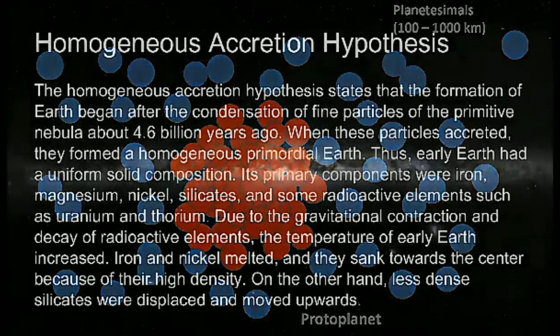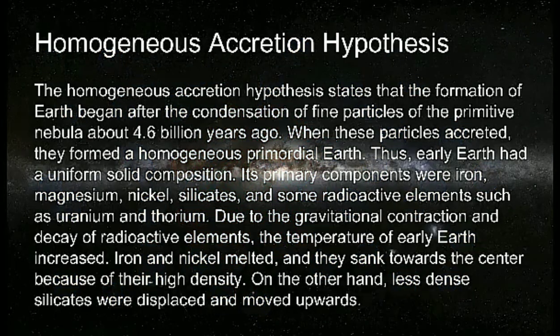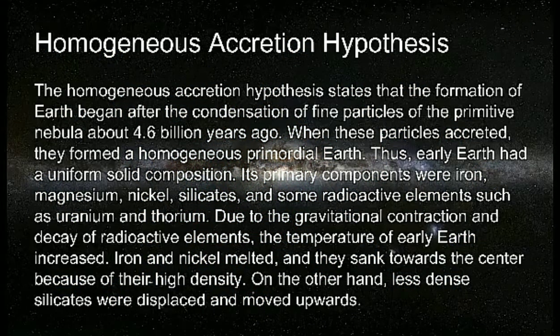Homogeneous accretion hypothesis. The homogeneous accretion hypothesis states that the formation of Earth began after the condensation of fine particles of the primitive nebula about 4.6 billion years ago. When these particles accreted, they formed the homogeneous primordial Earth. Thus, early Earth had a uniform solid composition, and its primary components were iron, magnesium, nickel, silicates, and some radioactive elements, such as uranium and thorium.